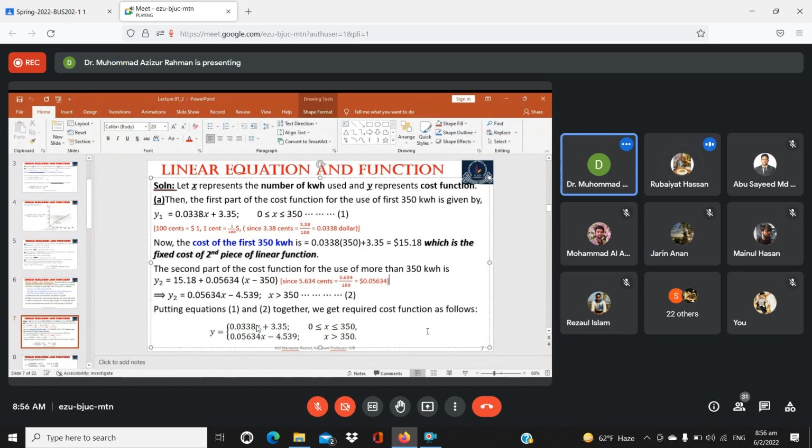Sir, can you please explain the second part again? Second part, yes, sir. Why did we get minus 4.739? You multiply this one, 0.5634 multiplied by X minus 350, multiply by this number, plus this $15. Then you can get the total, this one.